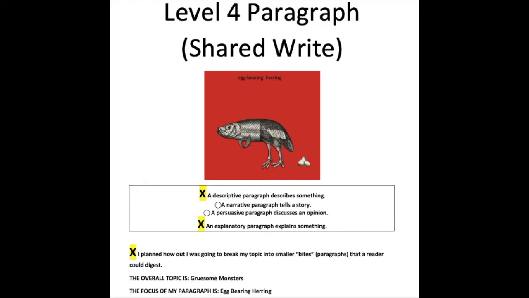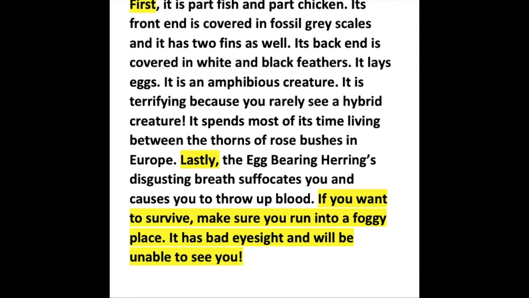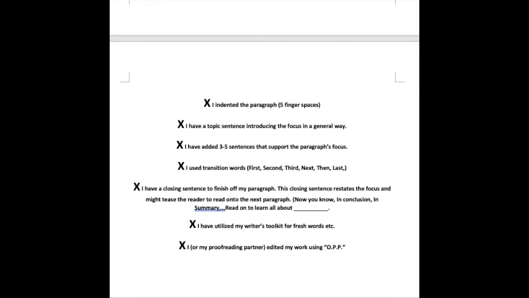Now that you've enjoyed, or should I say endured, the paragraph writing song and corresponding example, let's take a look at a strong work sample that's available for download on my website. This is a hybrid paragraph. It both describes and explains a specific monster that was created in class, known affectionately as the egg-bearing heron. We have a strong topic sentence, transition words, and a clincher. We also have success criteria that have been utilized and checked off subsequent to writing.